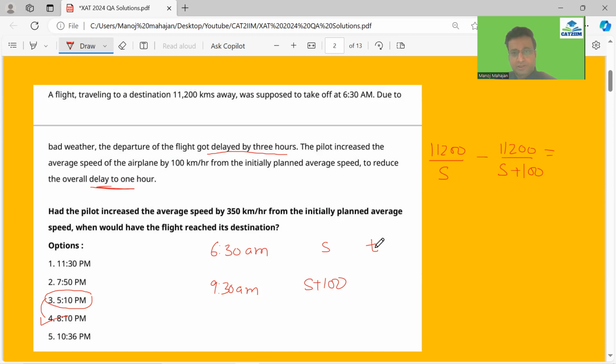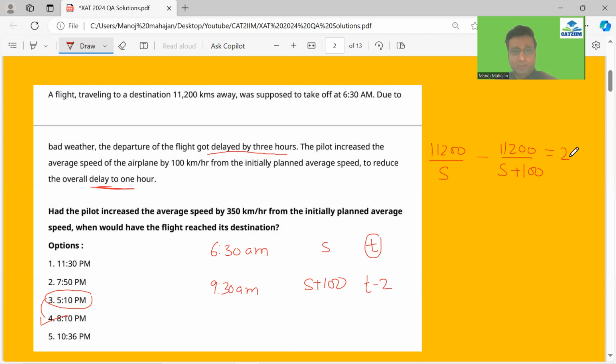So the difference between these two times, like initially with the speed s, you were taking t time. Now with s plus 100, it should be t minus 2. So 2 hours we were able to cover up by increasing the speed. So the difference in the time should be 2 hours. So can I say I can put the difference over here as 2? So now if I calculate, this is an equation which I have. So yes, we have this equation that we can solve.